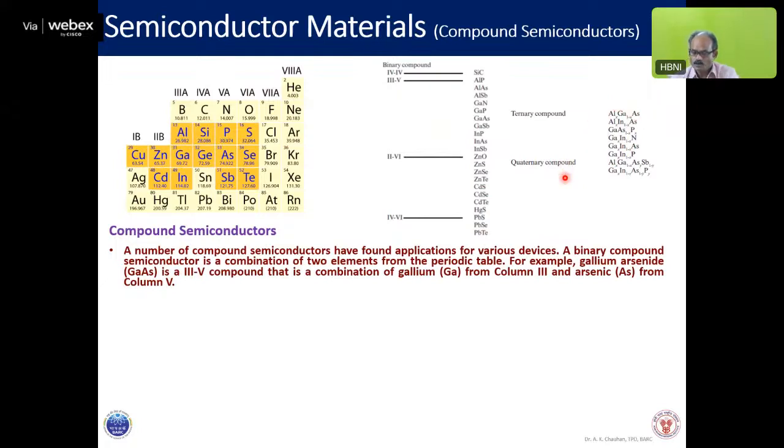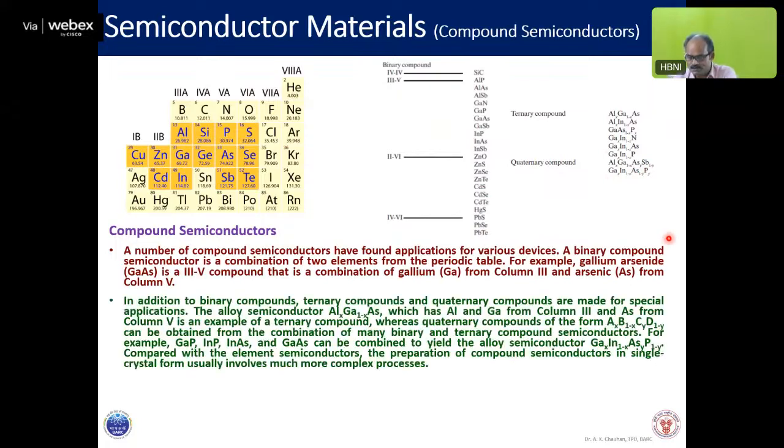Similarly, we can have quaternary compounds also, where, starting from compounds like indium arsenide and indium phosphide, some part of phosphorus is replaced by arsenic, and some fraction of indium is replaced by gallium atoms. So this compound will become gallium x, indium 1 minus x, arsenic y, phosphorus 1 minus y, where y is a fraction. So these are different kinds of compounds which are used in semiconductor devices.